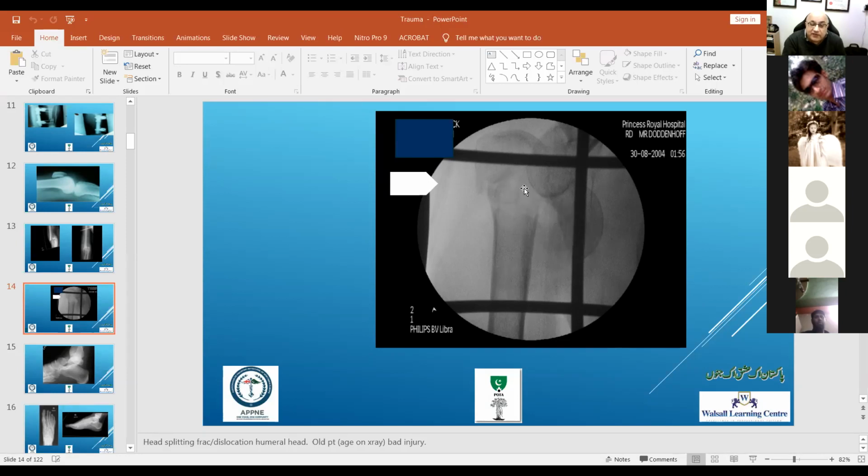You don't have to use the Philos plate by name. You can just say you reduce it and put a plate on it. The concern is that the head piece is going to get AVN. So keep an eye on this person and make sure that you don't miss him in the follow-up. So are we clear now? This is not a 4-part fracture. This is a fracture dislocation.